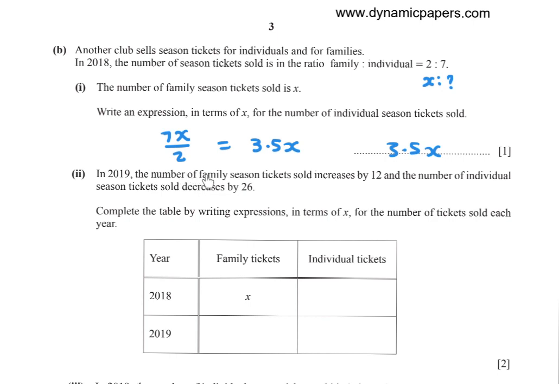In 2019, the number of the family season tickets sold increases by 12, and the number of individual season tickets decreases by 26. Complete the table by writing an expression in terms of x for the number of tickets sold each year. So for the individual, 3.5x in 2018. In 2019, the family increases by 12, so x plus 12. And the individual decreases by 26, so 3.5x minus 26.